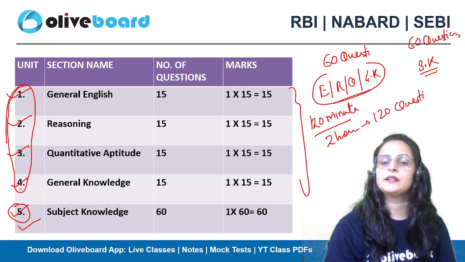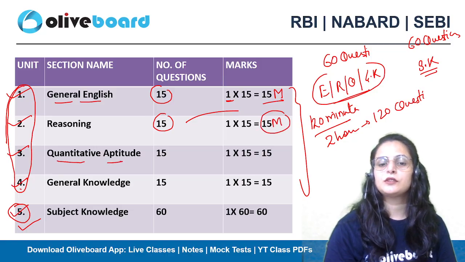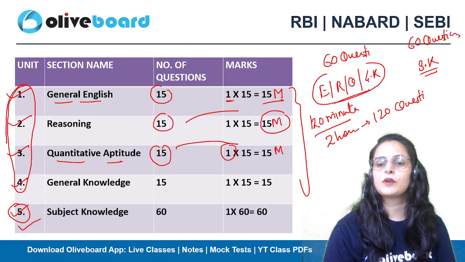So here you can see the exam pattern. From the English portion, you will have 15 questions. One question will be of 1 mark, so a total of 15 marks for English. Reasoning में there will be 15 questions, one question of 1 mark. So total 15 marks की रहेगी आपकी reasoning. Quantitative aptitude, 15 questions, one question of 1 mark. So total 15 marks का quantitative aptitude. General knowledge, total 15 questions, and one question of 1 mark. Total 15 marks का general knowledge.